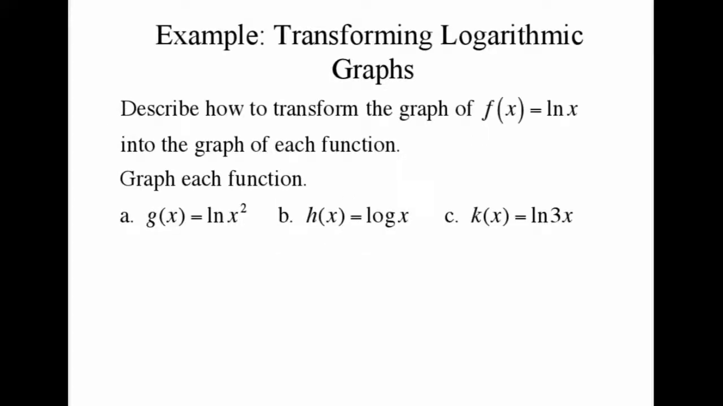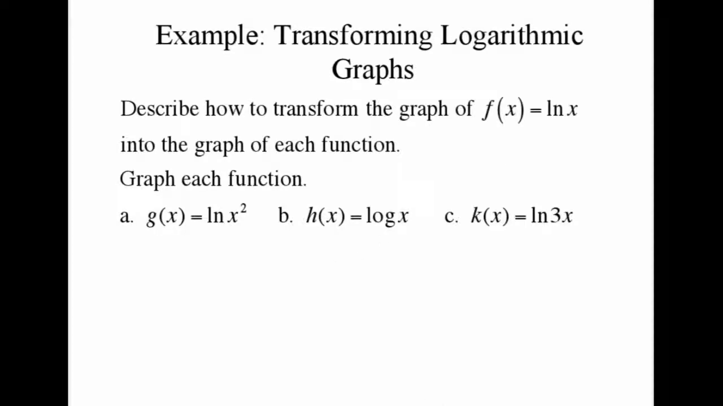So here we can look at some transformations of logarithmic graphs. Again, what we need to understand is we may have to use a product rule, quotient rule, or a power rule to help us possibly rewrite the function first to then talk about what happens to the graph, the transformation of the graph. Here we have functions g of x is ln of x squared, h of x is log x, and k of x is natural log of 3x. And so we want to see what happens to the graph of f to get these three functions.